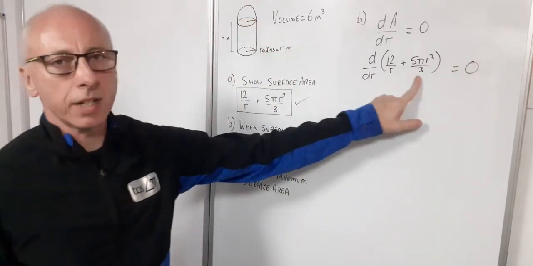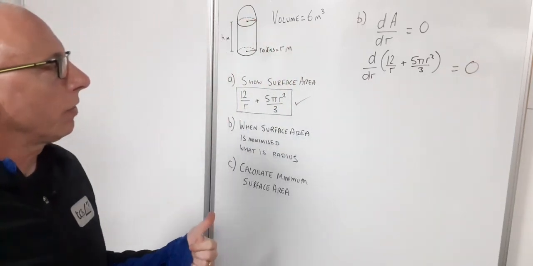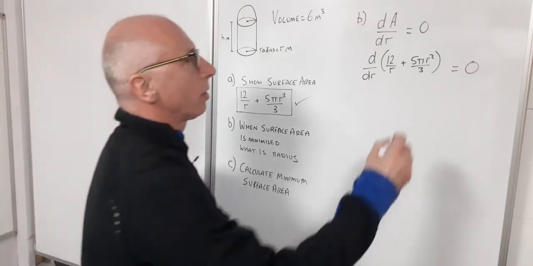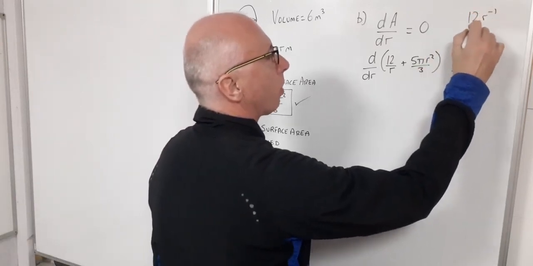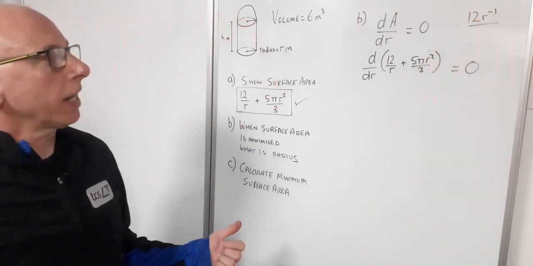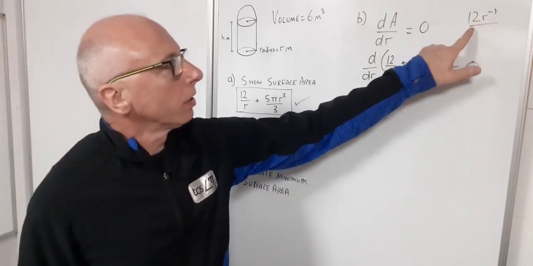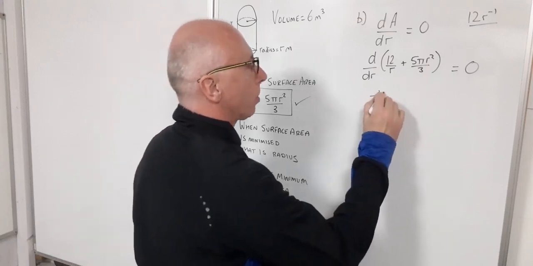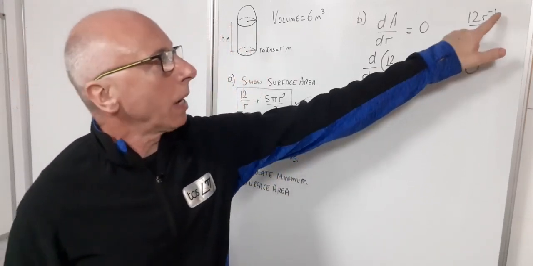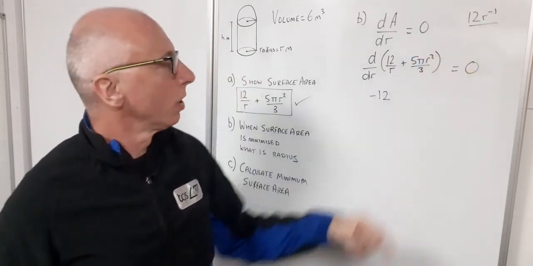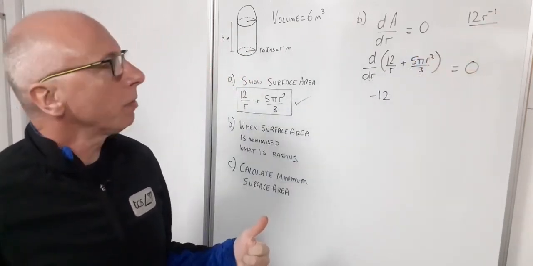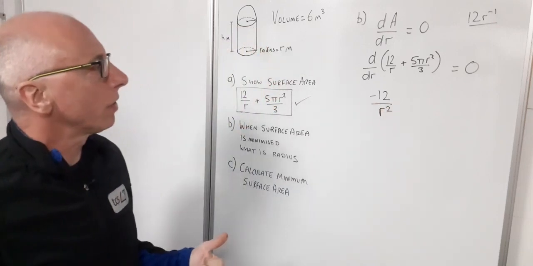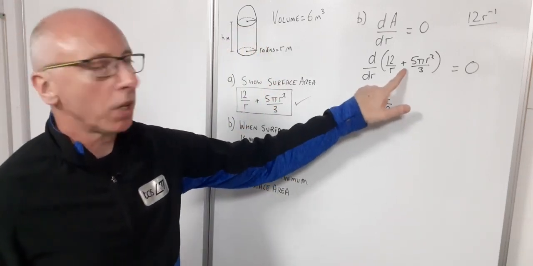Okay, so let's take the derivative of this. Well, 12 divided by r, that's 12 times r to the minus 1. So if I write that as 12r to the minus 1, then to take the derivative, I multiply the coefficient by the power, so that gives me minus 12, and then reduce the power by 1, so that becomes minus 2. So minus 12, r to the minus 2, becomes divided by r squared. So that's our first derivative for this part here.